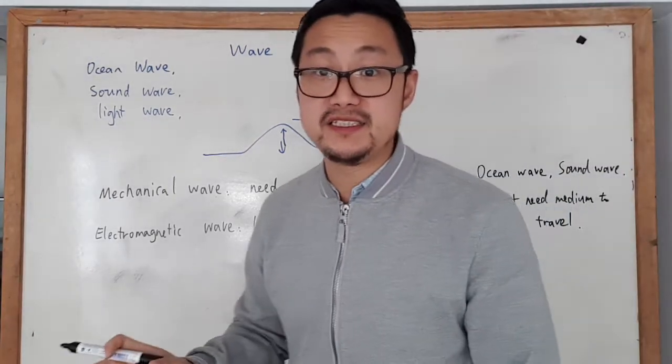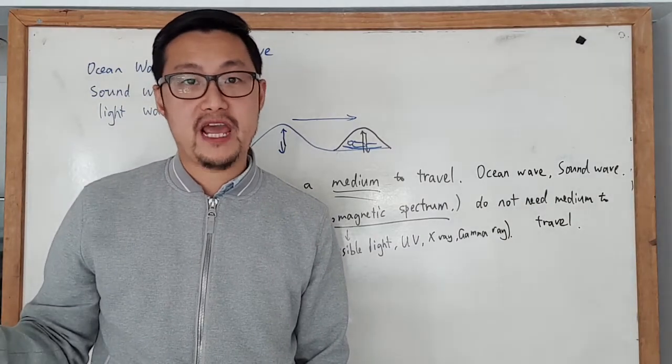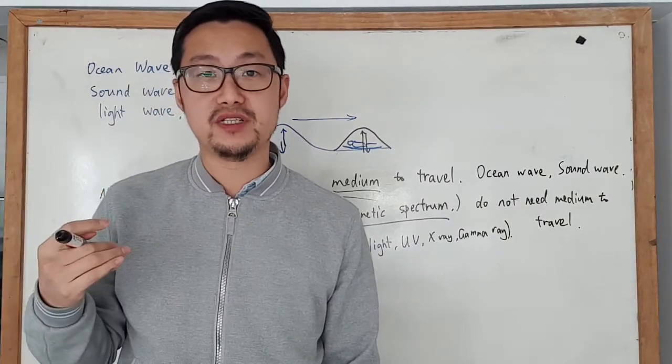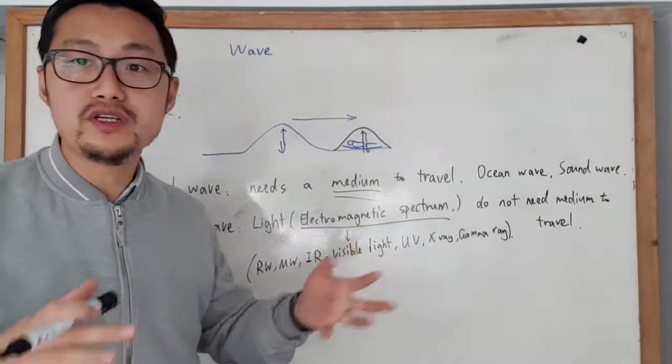Okay, because as you see in space, it's all empty space. There's no air there to carry it. Well, the sunshine can still come to us. So that is because electromagnetic waves don't need anything to travel.